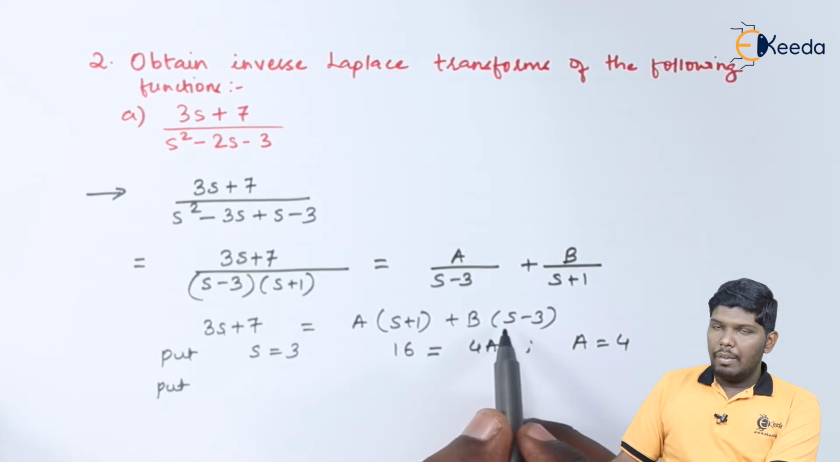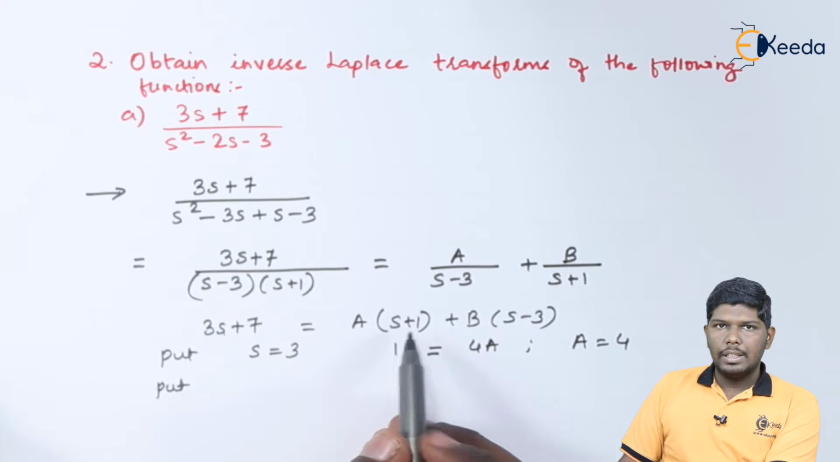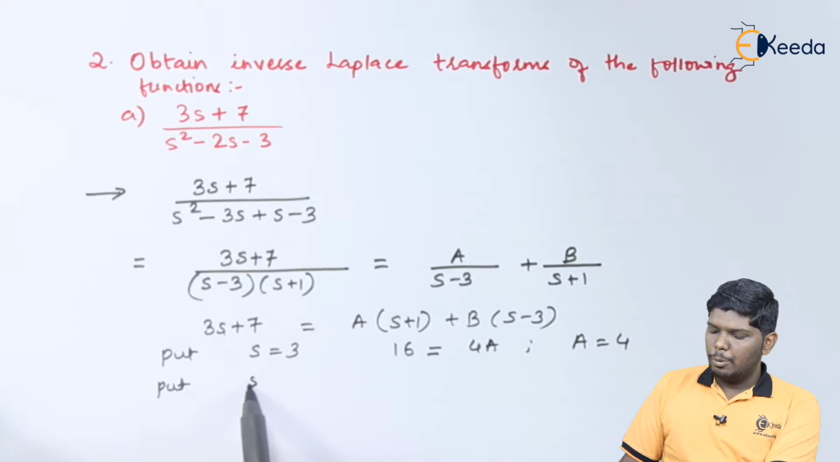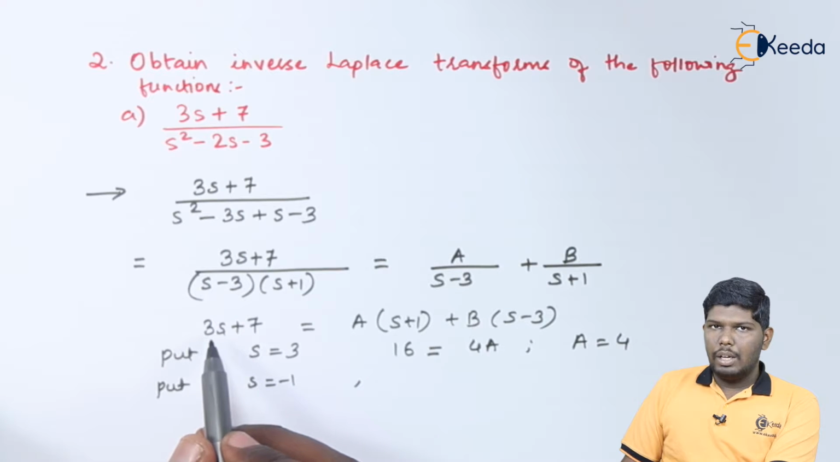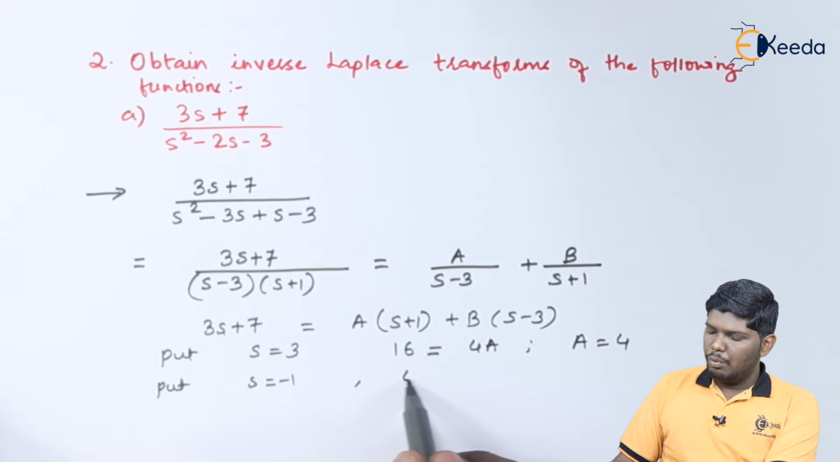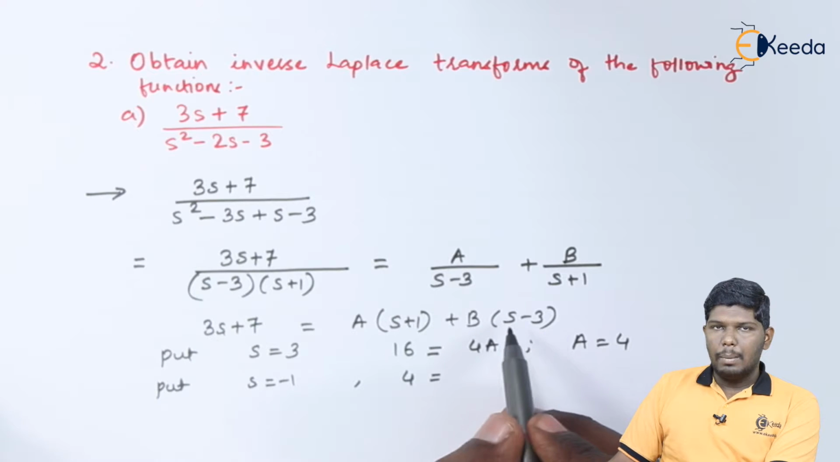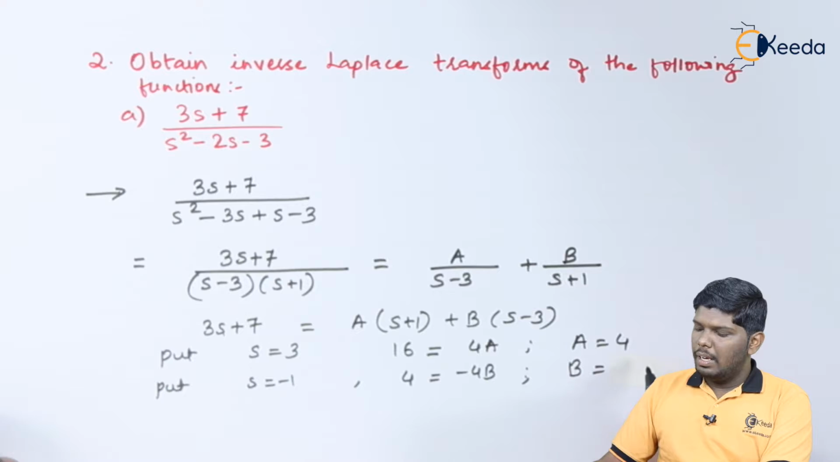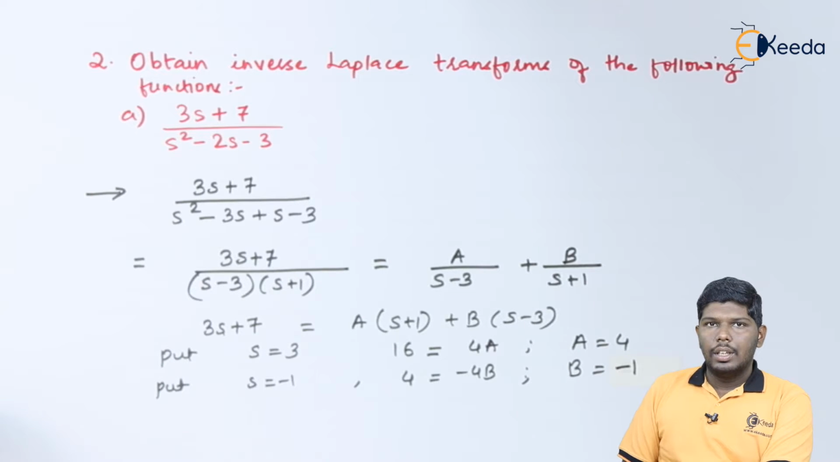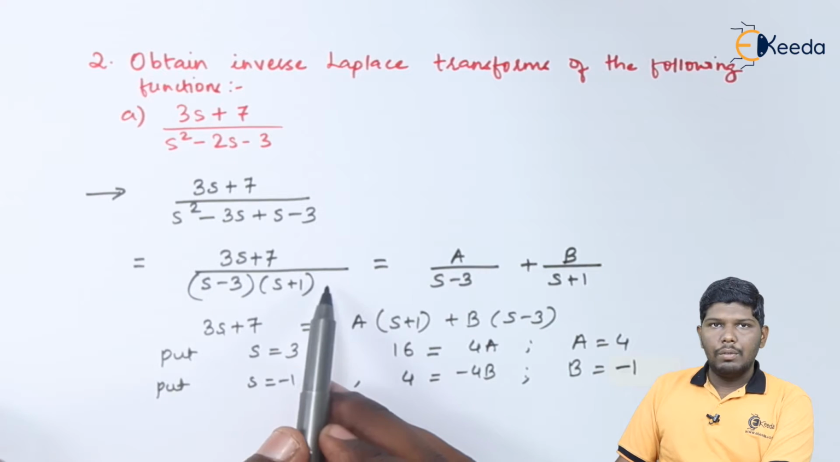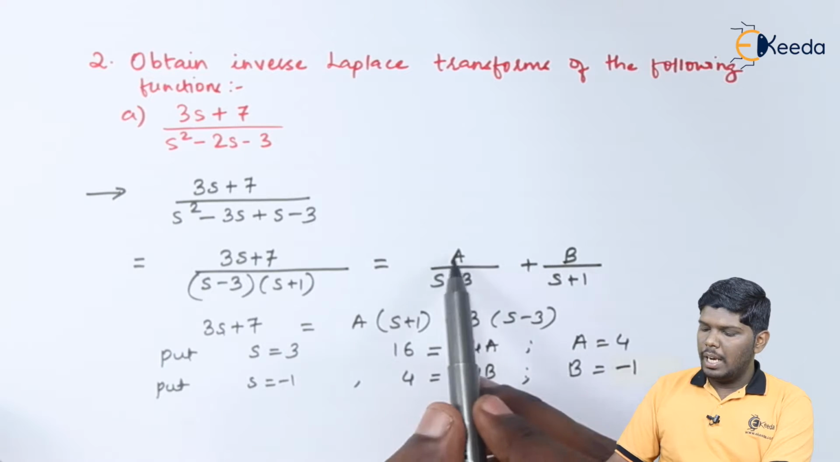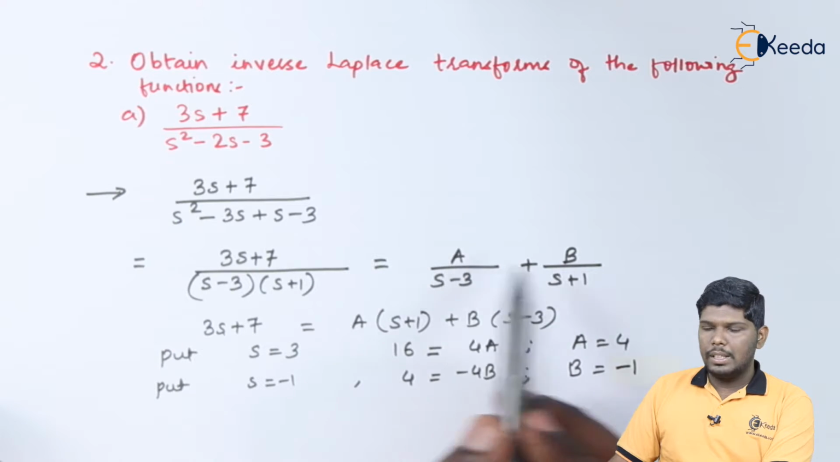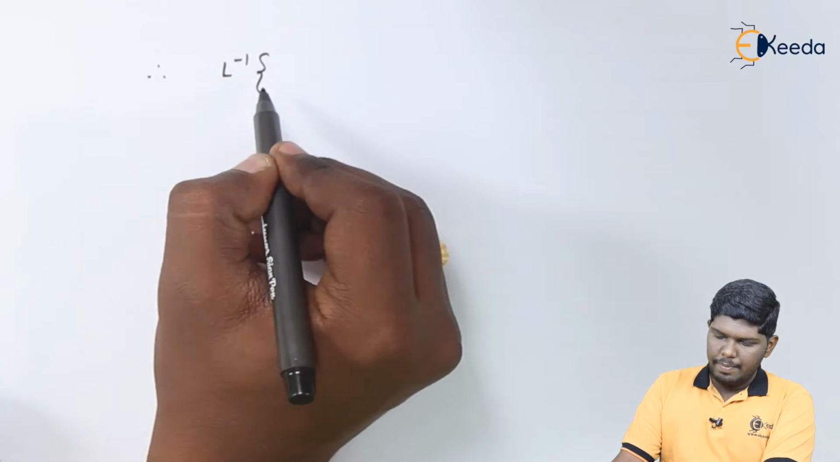Similarly, to find the value of b, we need to make this bracket as 0. For that, the value of s should be minus 1. Here 3 into minus 1 will give you minus 3 plus 7 will give you 4. And here minus 1 minus 3 will give you minus 4b. So the value of b will be minus 1. Now instead of finding the Laplace inverse of this function, we will substitute a and b here and find the Laplace inverse of this function.